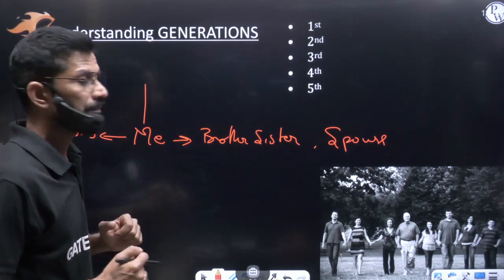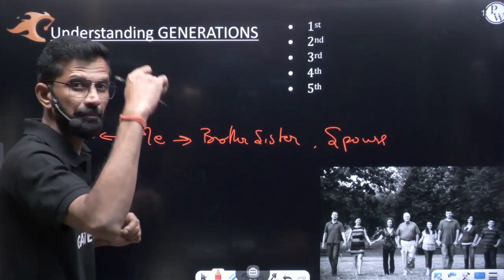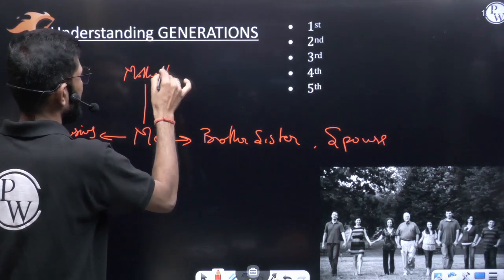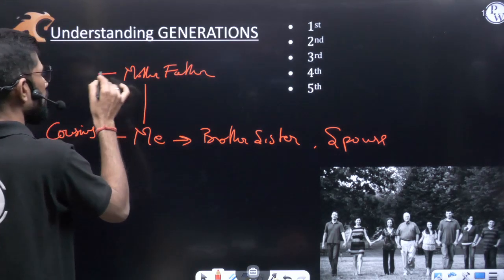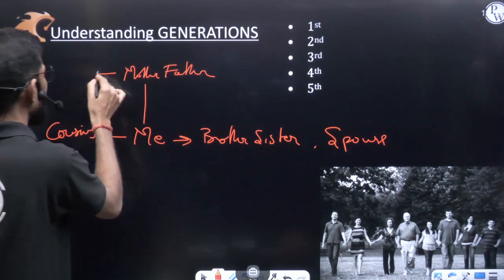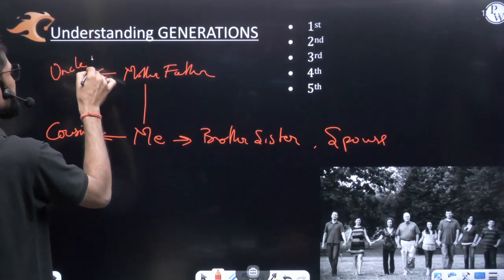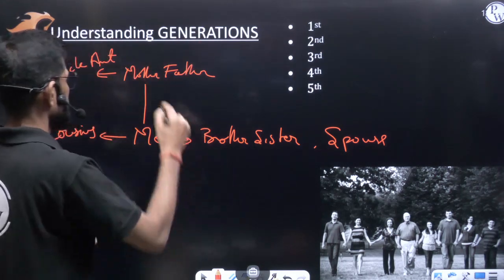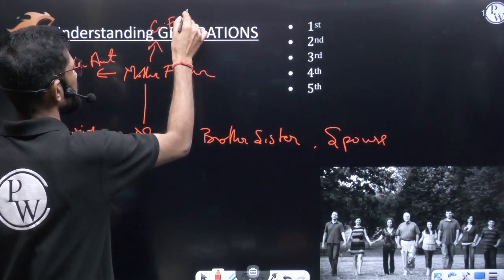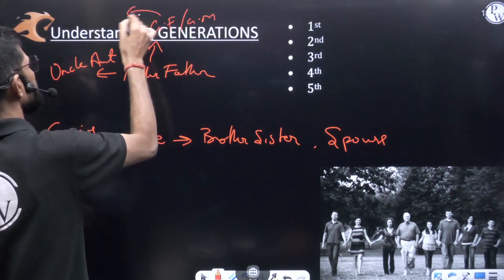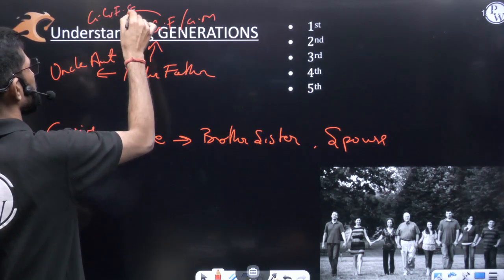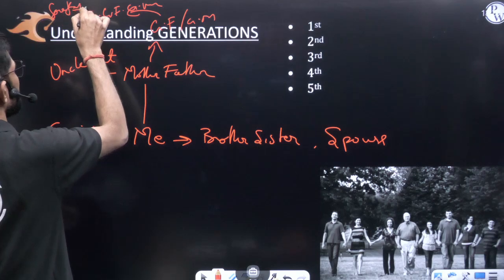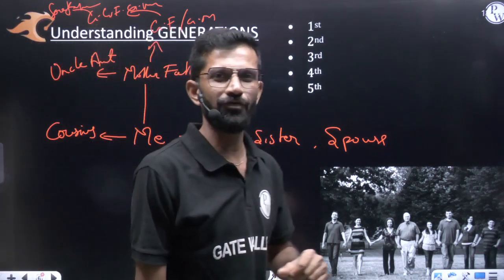Above me, the upper generation, who will be there? The upper generation, bigger people. It will be my mother and father. And in the same generation, who all will come? In the mother and father generation, as we have discussed, their brothers and sisters, that is uncle and aunt, will come in that generation only. Above that, who will come? My grandfather and grandmother. Above that, great grandfather and great grandmother. Above that, my forefathers will come. Because we don't know the specific name, we start calling them forefathers.